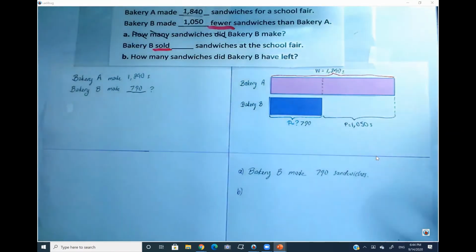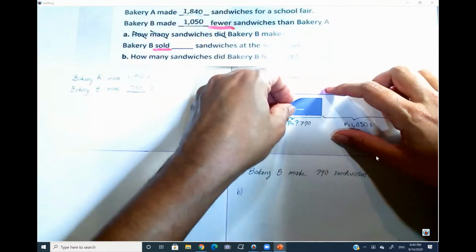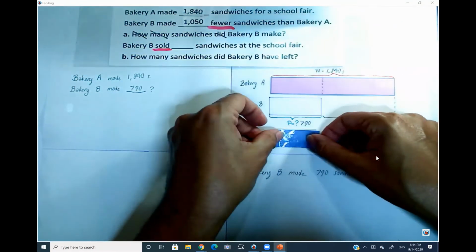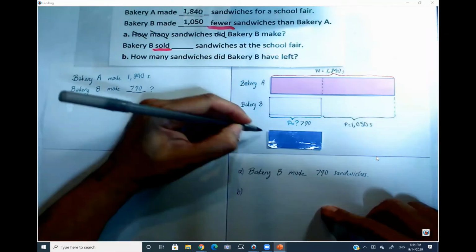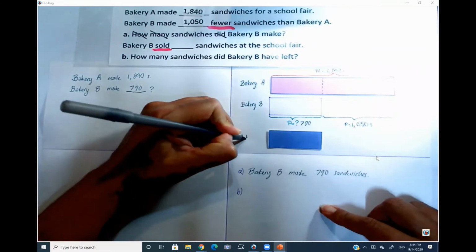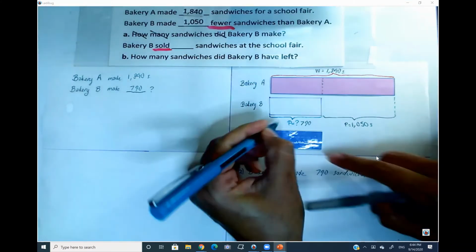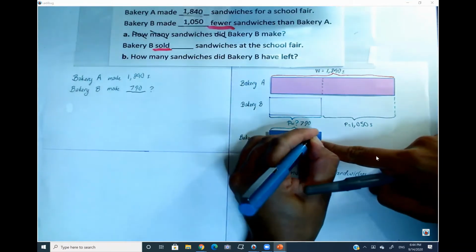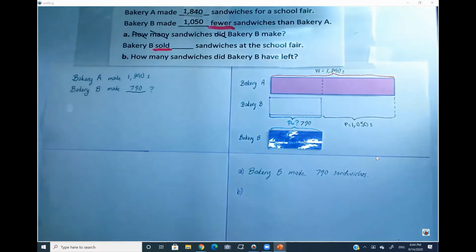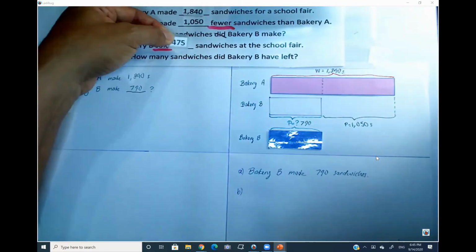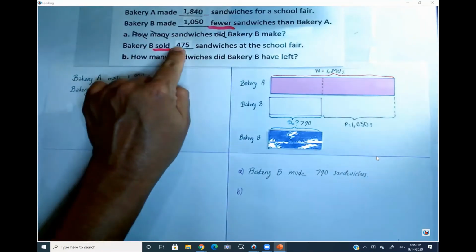Now let's look at the bar model. If this is what Bakery B sold, I'm going to take it out because we're going to focus on this part, which is Bakery B. Let me just put that here and then label it Bakery B. And I know now that Bakery B has the same as we put on the top, which is 790 sandwiches. And now let's see the number. Now we are using the numbers later so we can think on the words and we don't get confused or tricked. Now we know that the Bakery B sold 475.